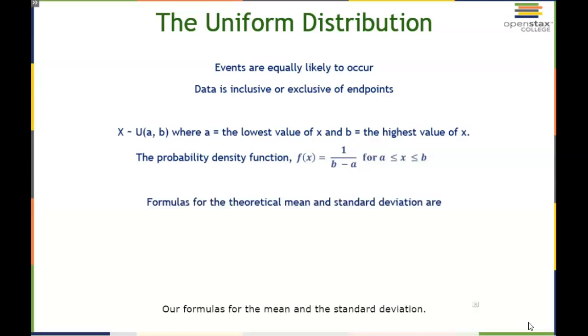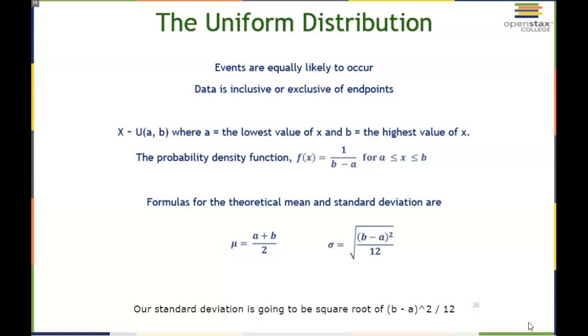Our formulas for the mean and the standard deviation: the mean is just the average of the high and low, so a plus b all over 2. Our standard deviation is going to be the square root of b minus a all squared divided by 12.